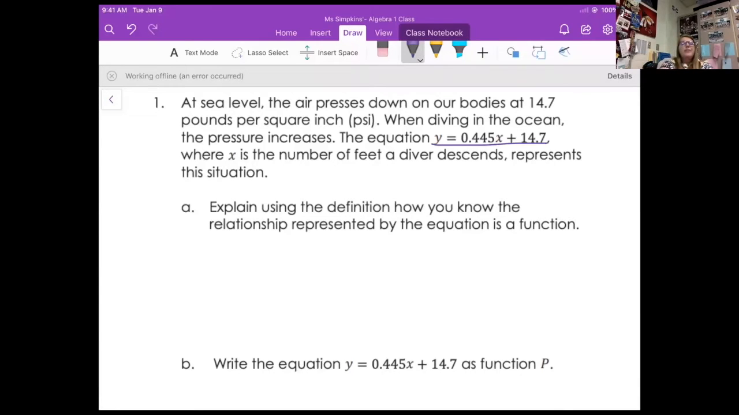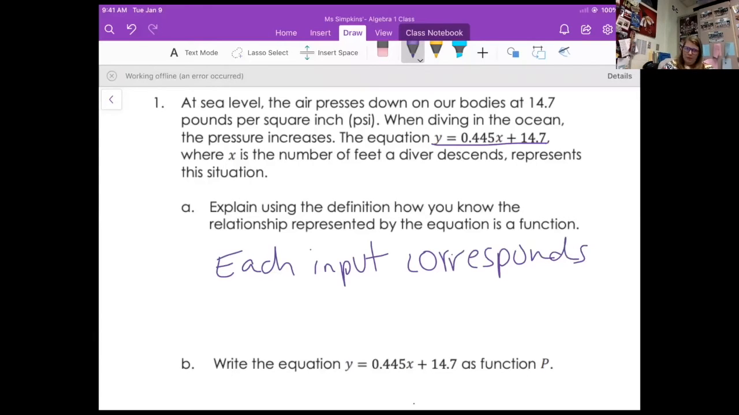So how do we know that this is a function? Well, there is no double output here. So every time I input X, the number of feet, I'm going to get a specific output. I can't input a 2 and get out 2 different numbers. So each input corresponds to only one output.